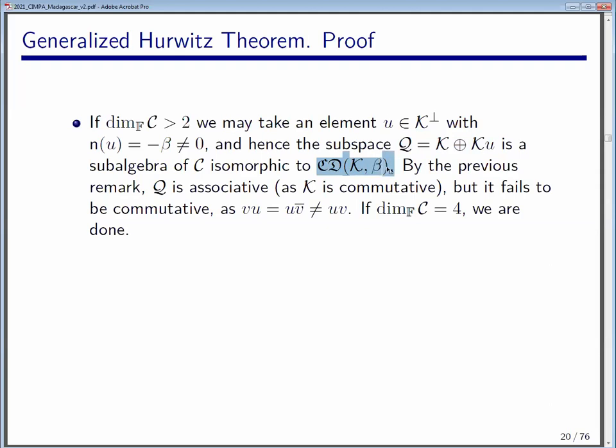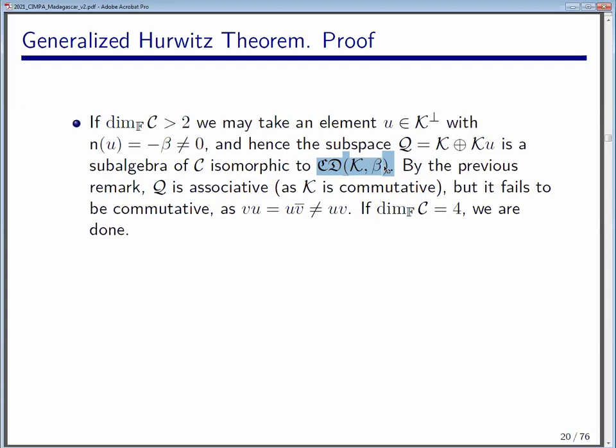And this is a quaternion subalgebra. This is exactly what we did obtaining the quaternions starting from the complex numbers. So if the dimension is greater than 2, we always have a subalgebra which we know is associative because K is commutative. It is two-dimensional and therefore commutative. So we know this subalgebra is associative and has dimension 4.